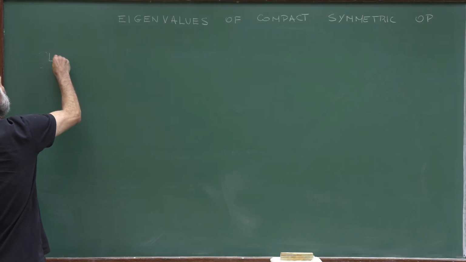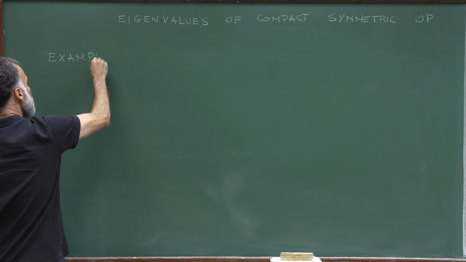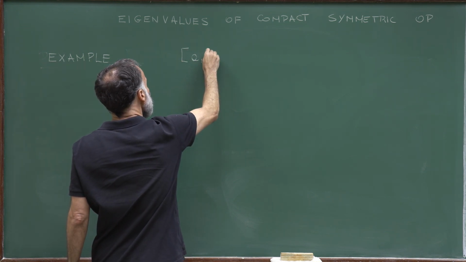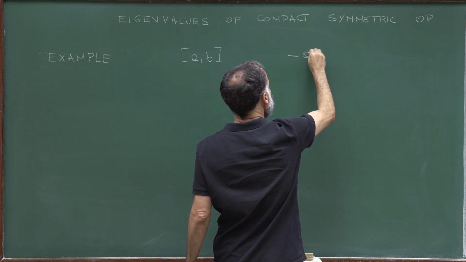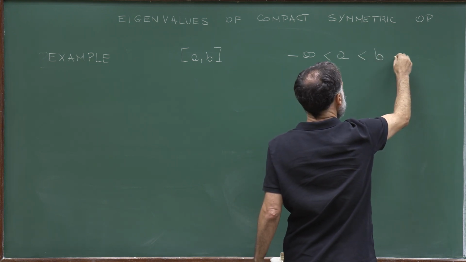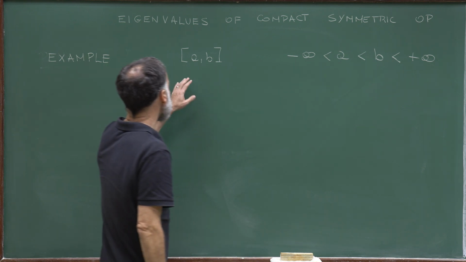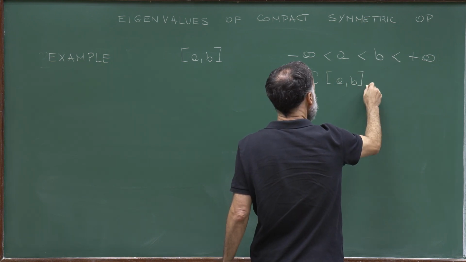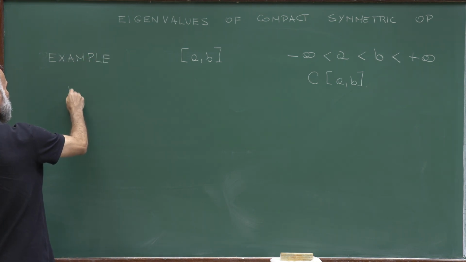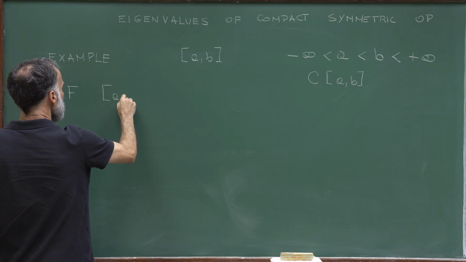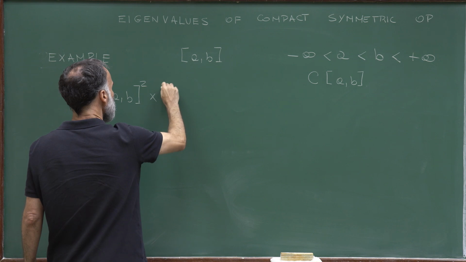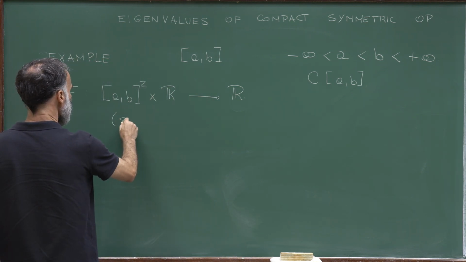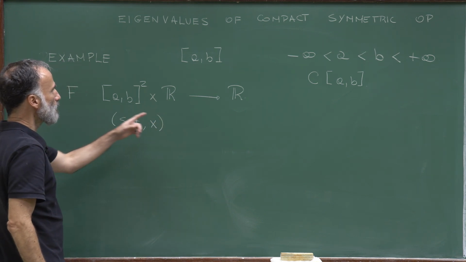So let me give you an example of a compact operator. I will take the interval [a,b], a one-dimensional interval, where a is larger than minus infinity and b is smaller than plus infinity. I want to consider on this interval the space of continuous functions defined on [a,b], taking real values. And I have a function f defined on [a,b] squared times R, taking real values. So f is a function of three variables, say s, t, and x, and it takes values in R.